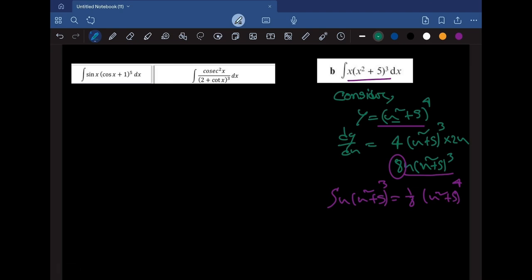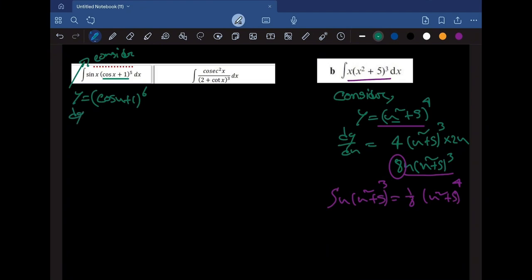Let's do these difficult 5 maths together. Okay, the first question is this. We will consider this part, and we will increase the power by 1, right? First of all we have to increase the power by 1. So cos x plus 1 to the power of 5 becomes 6. We have to write consider here, I forgot to write it.